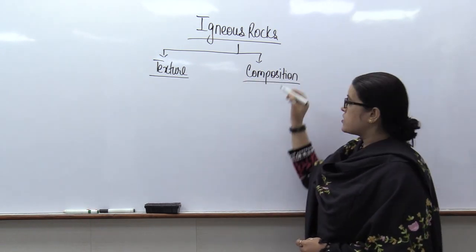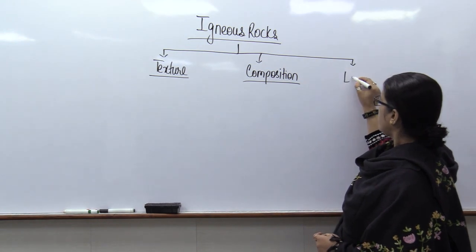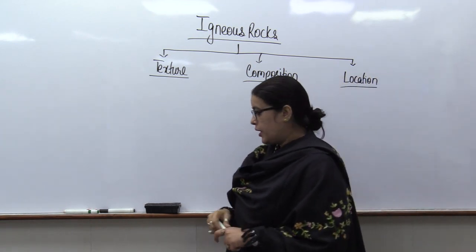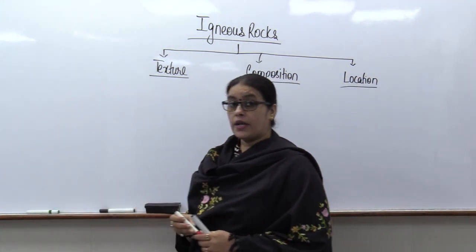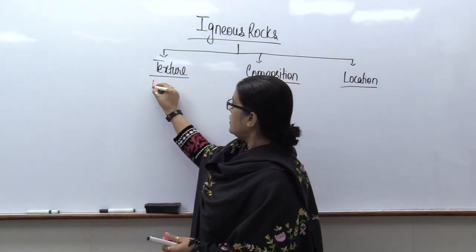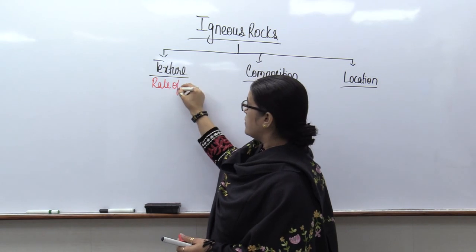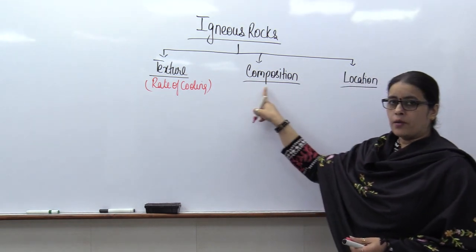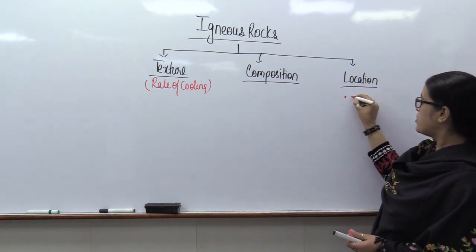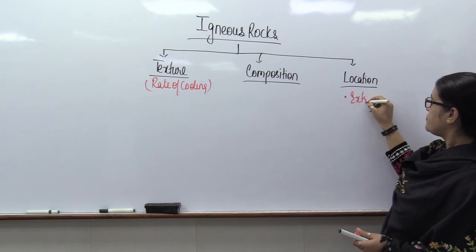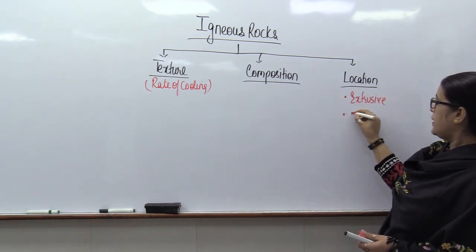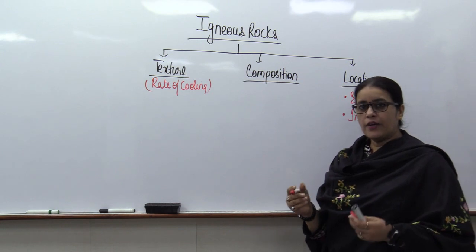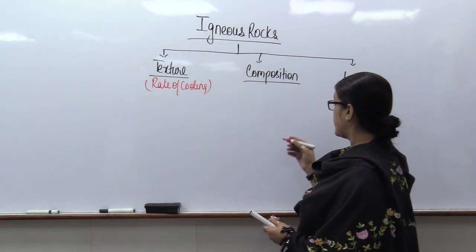And also on the basis of their location. Now what you need to understand is that when I take the texture of igneous rock, it basically is determined by rate of cooling. So when I say the texture is determined by rate of cooling, and rate of cooling will be determined by both the composition of magma as well as location. So on the basis of location we have got extrusive and intrusive category.